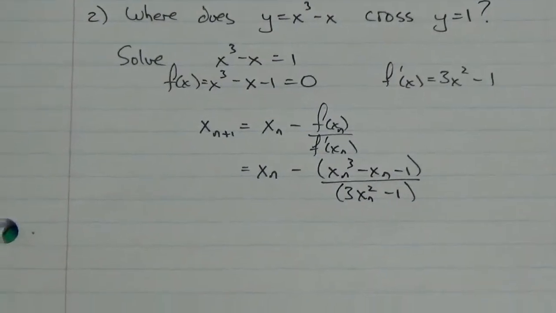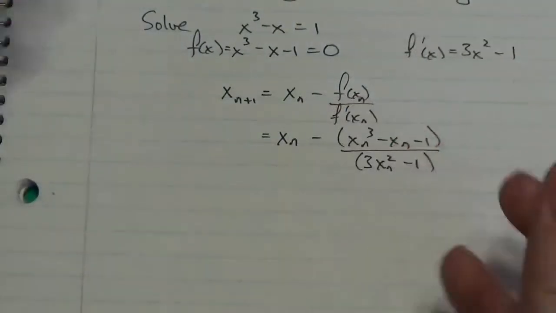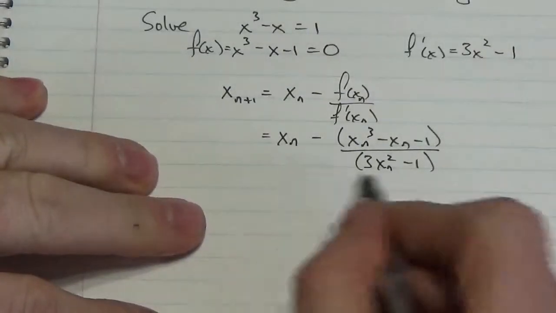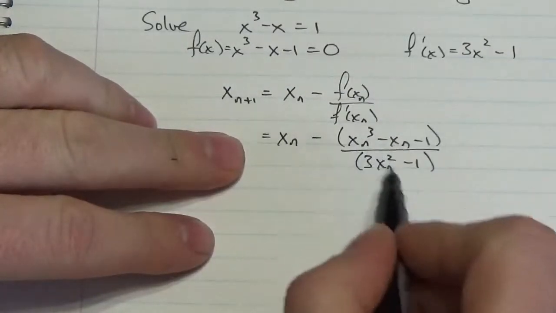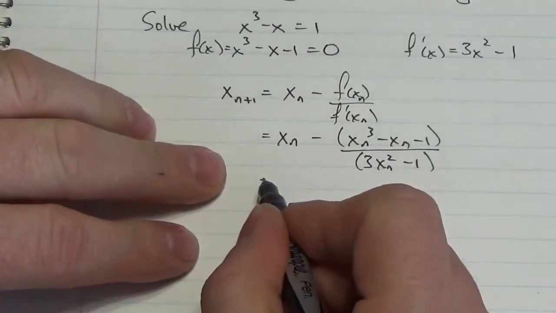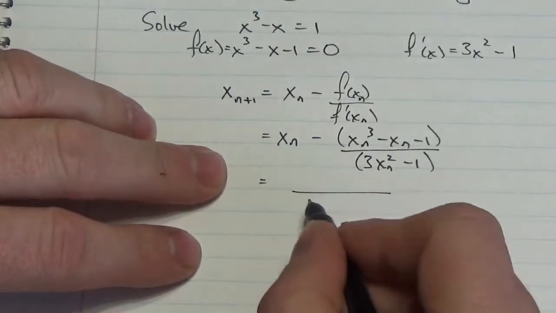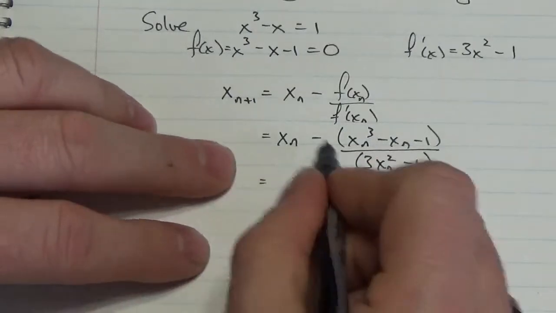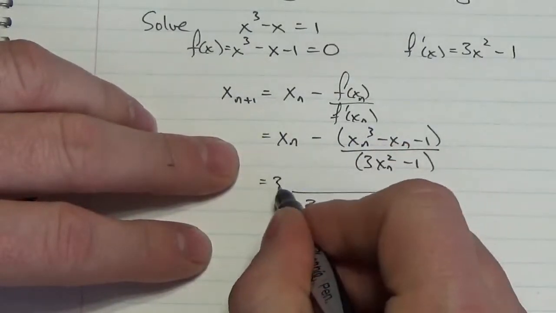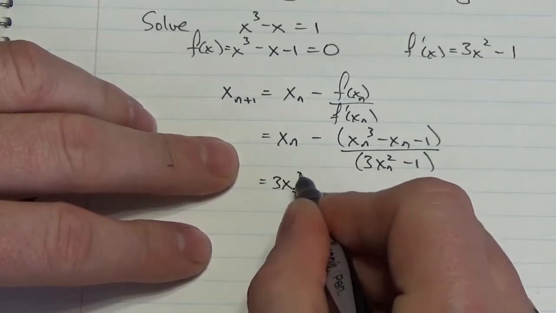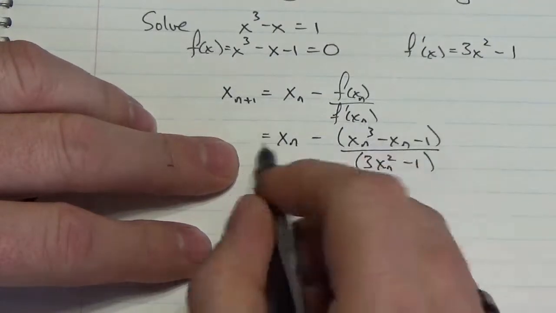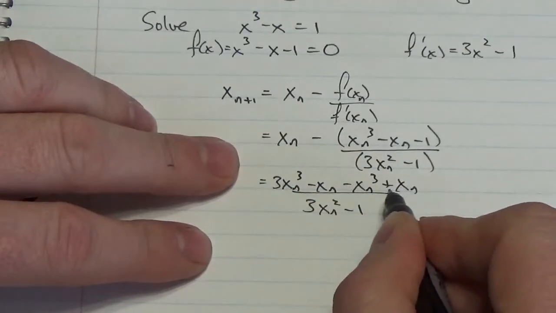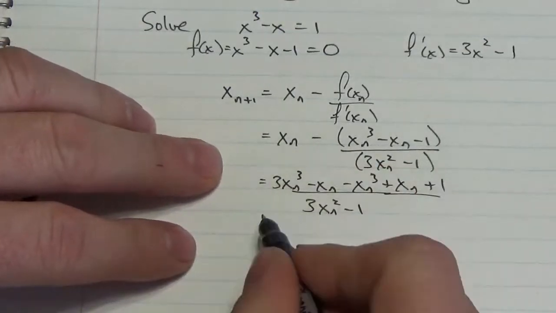Okay, so now I'm going to start the process here. Now I could simplify this up a little bit. Actually, I probably should here, particularly because I've got a cubic here and this quadratic here. So if I go with the same denominator, xn squared minus 1, when I multiply that by xn, that's going to be 3xn cubed minus xn minus xn cubed plus xn plus 1.